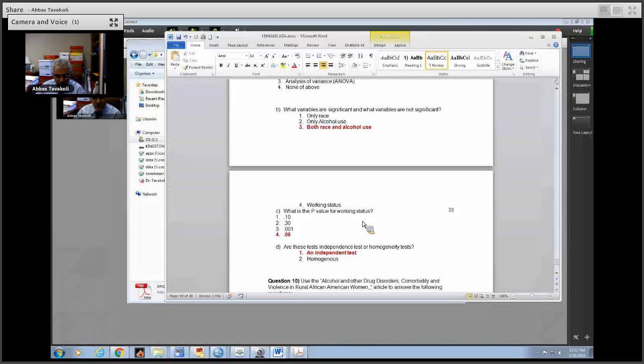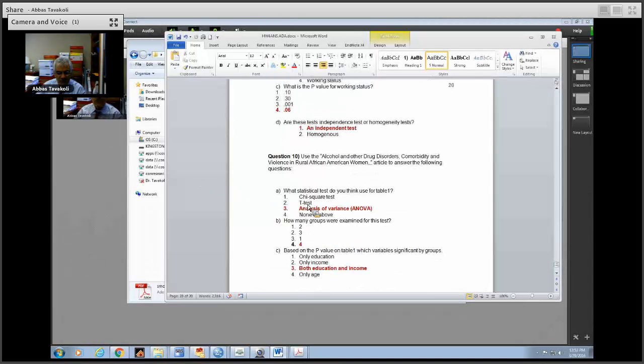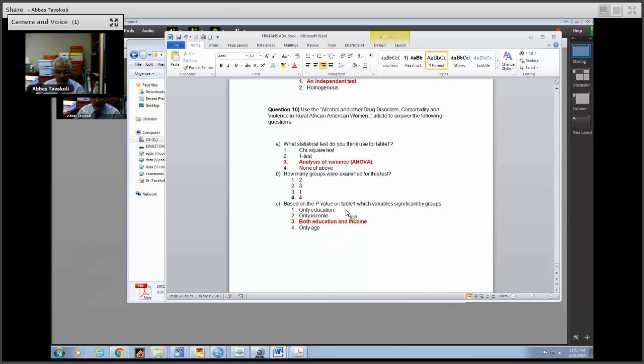let me go back to that. Alcohol, sorry, race and alcohol are the ones that are significant. 0.06 is borderline, so for the E part, working status. But for alcohol, if we consider 0.05, alcohol and race are significant. What is the p-value for working status? 0.06. These tests are for independence because you're looking at the relation between two variables.